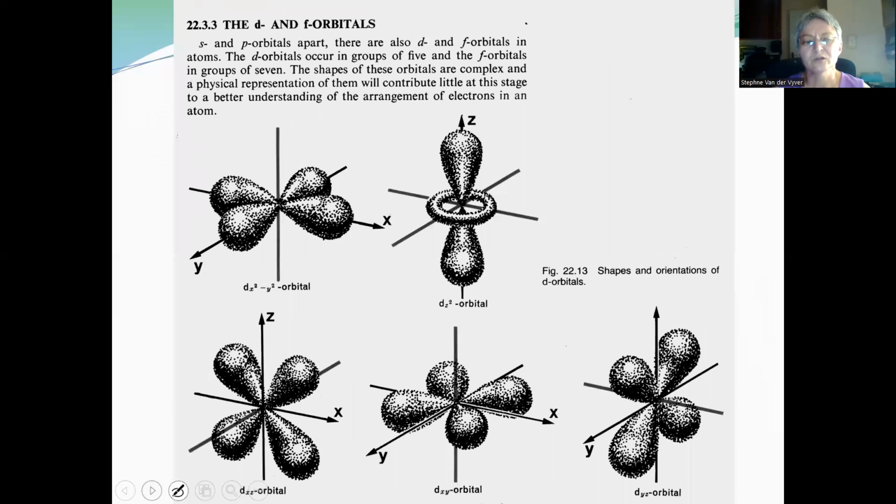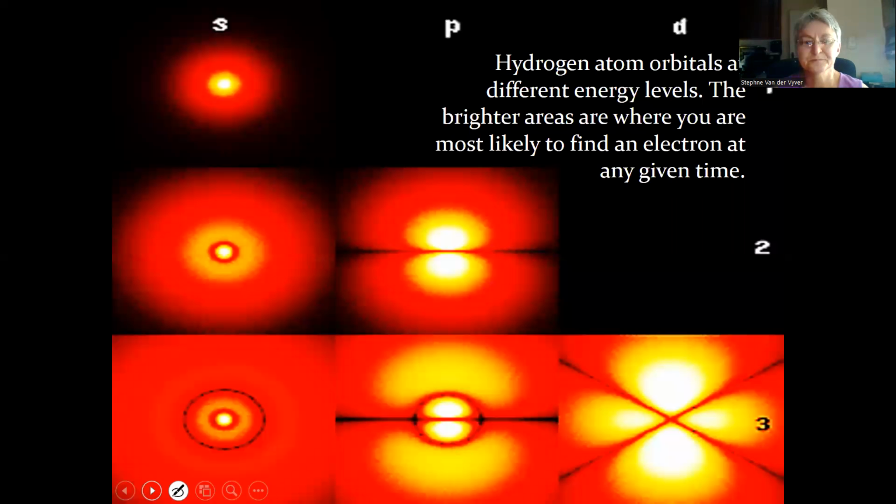Right, these are the d and the f orbitals. You really don't have to worry about them. I'm only showing you the complicated shapes that these amazing mathematicians could work out. These are computerized visual images of the hydrogen atom's orbitals.